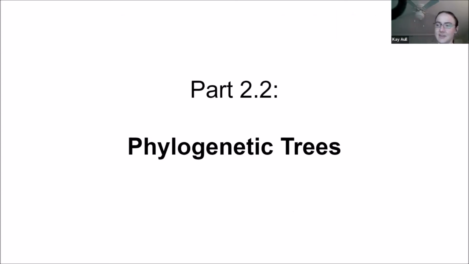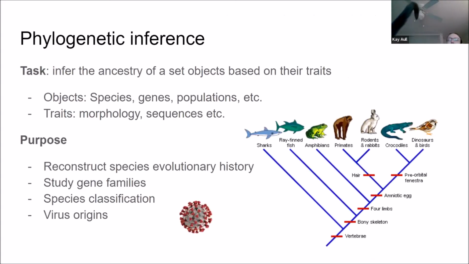All right. Next, phylogenetic trees. What's a phylogenetic tree? This is the tree of life. You'll see these often, and these are a representation of ancestry. You're trying to infer the ancestry of a set of living creatures based on their traits.